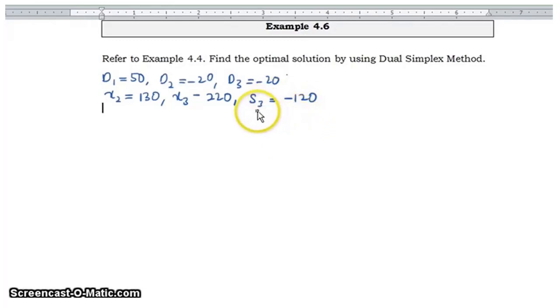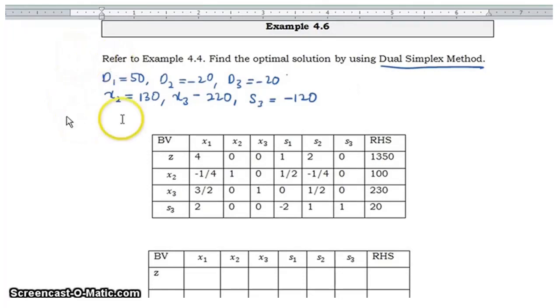Okay, since one of the basic variables is negative, therefore the current solution is no longer feasible. We need to find the new optimal solution for this problem by using the dual simplex method. First, we need to get the optimal tableau of the original problem. This is the optimal tableau of the original problem.